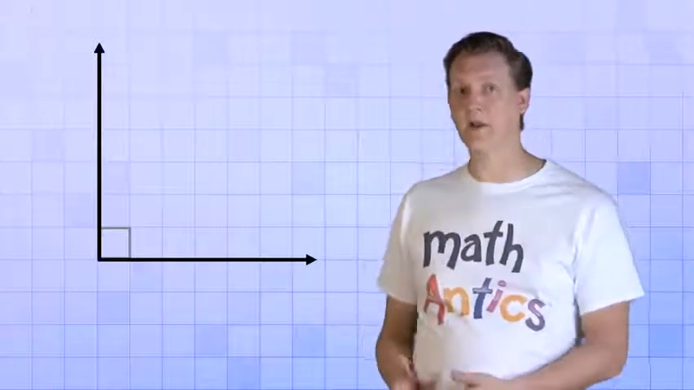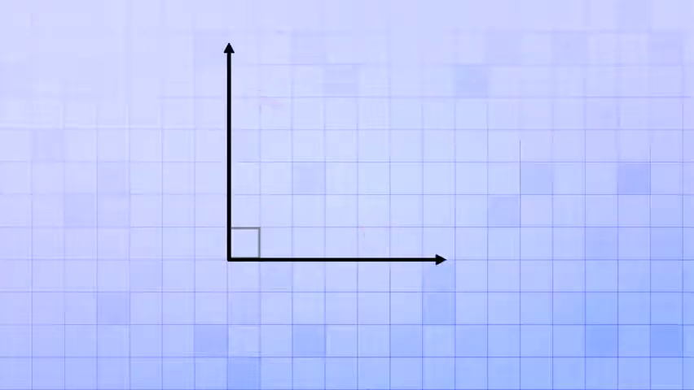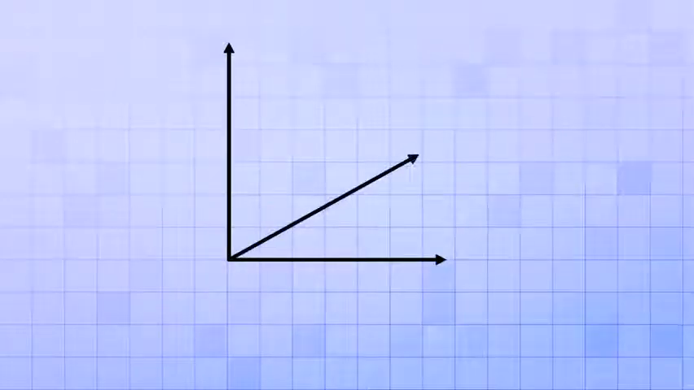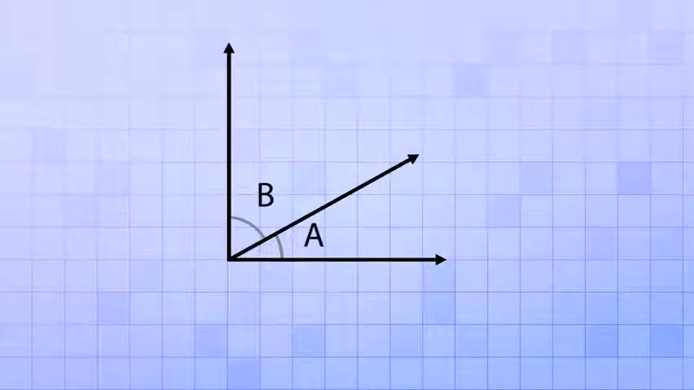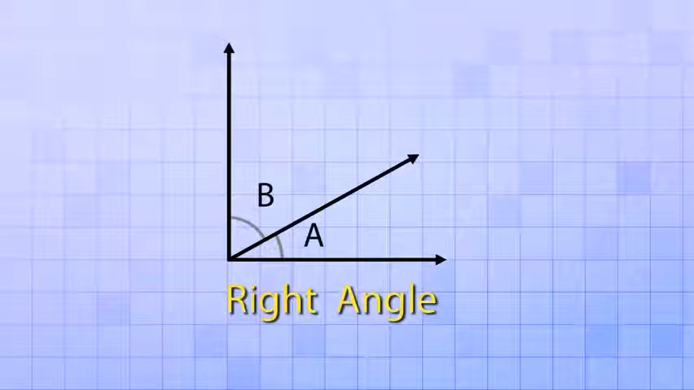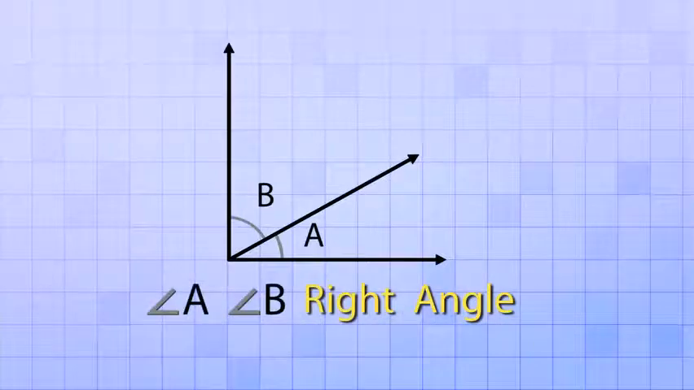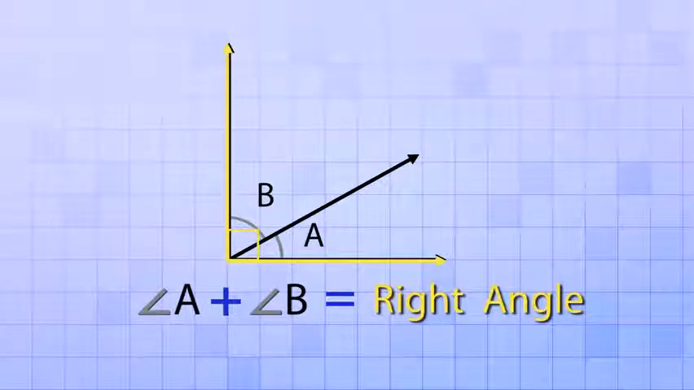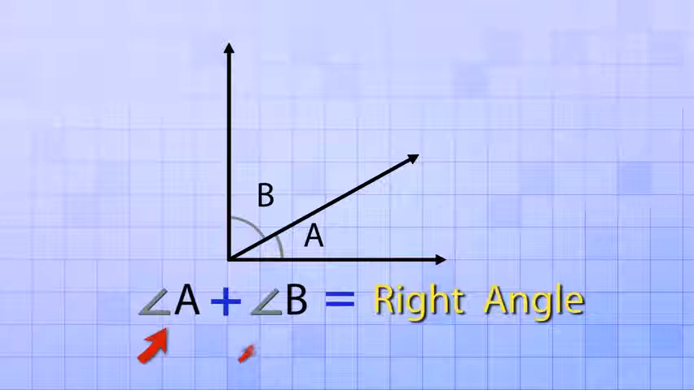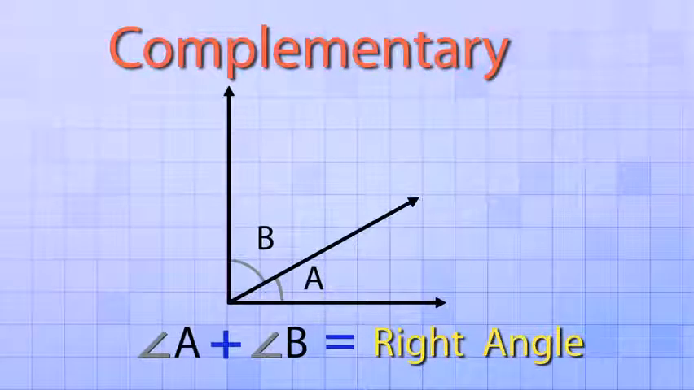Alright then, there's just a few more important geometry terms that we need to learn in this video. Let's look at our simple right angle again that's made from two rays. But this time, let's draw a third ray that cuts that right angle into two smaller parts. Now because the angle that we divided up was a right angle, we know that the two smaller angles combine to form a right angle. And in geometry, any two angles that combine to form a right angle are called complementary angles.